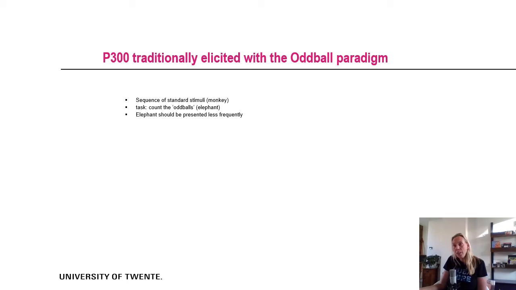So one feature that we use for a reactive brain-computer interface is the P300 event-related potential. Now, this is a feature that is elicited, induced in a user if we present somebody a sequence of standard stimuli. For example, monkeys. I'm going to show you monkeys, okay? And I give you as a research participant a task to count the oddballs. For example, the elephant. And the elephant should be presented less frequently, so they trigger your attention. You think, aha, there is the elephant. So the P300 is kind of the aha feature. Pay attention.